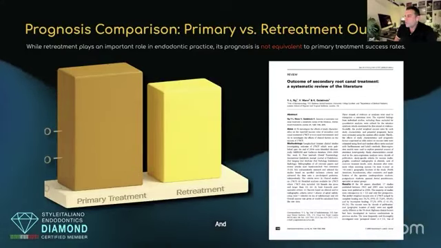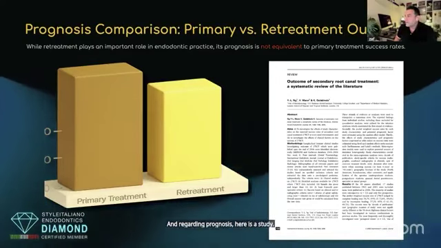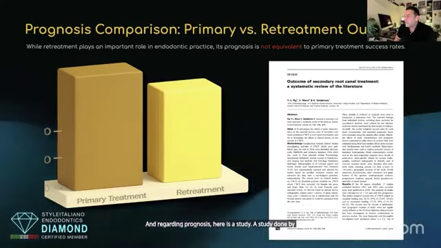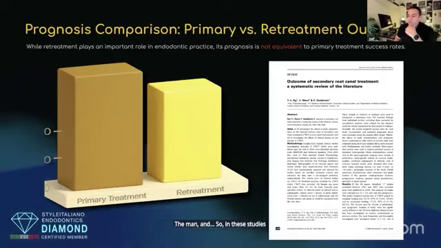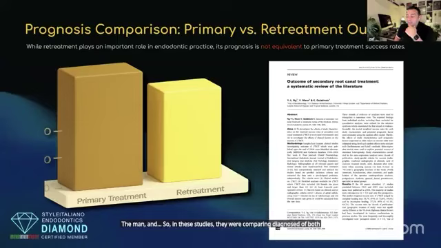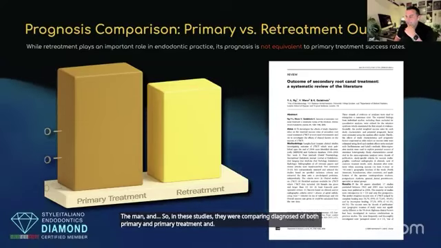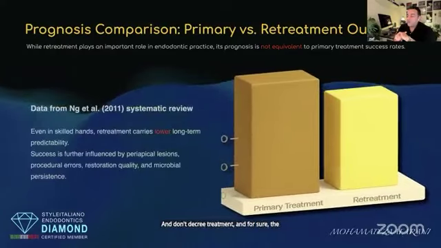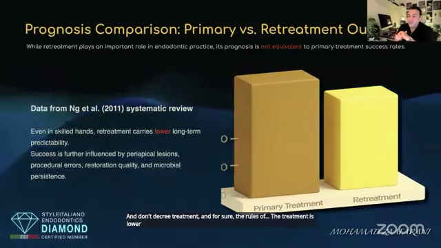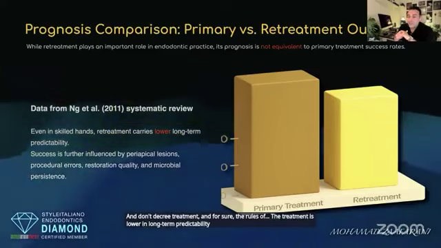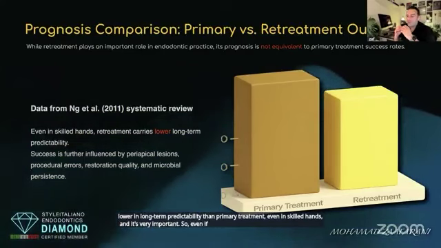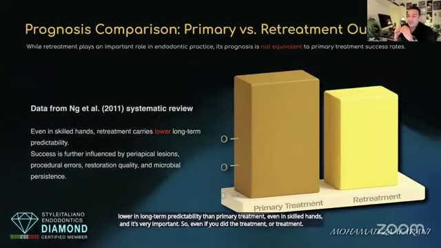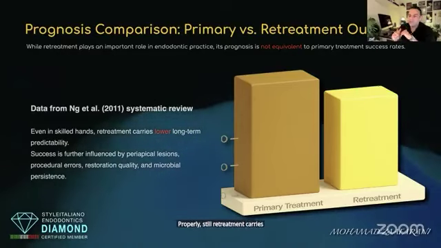And regarding prognosis, here is a study done by Sechrist and Risk. In this study, they were comparing the prognosis of both primary treatment and endodontic retreatment. And for sure, the prognosis of retreatment is lower in long-term predictability than primary treatment, even in skilled hands, and it's very important.